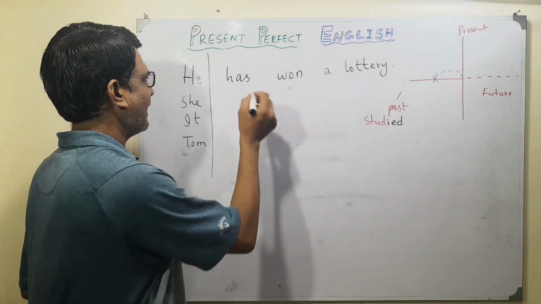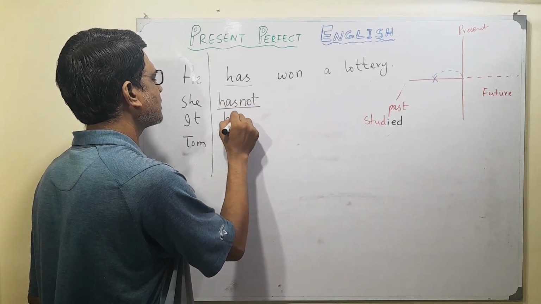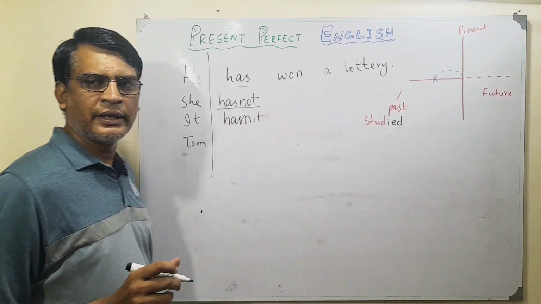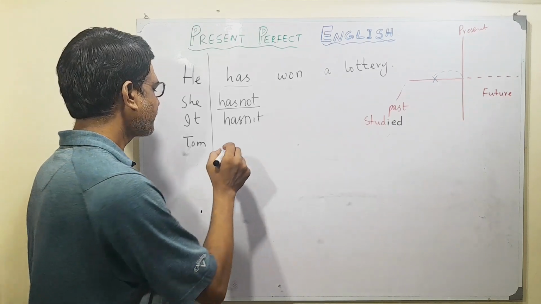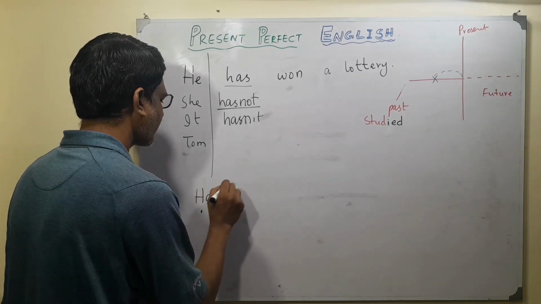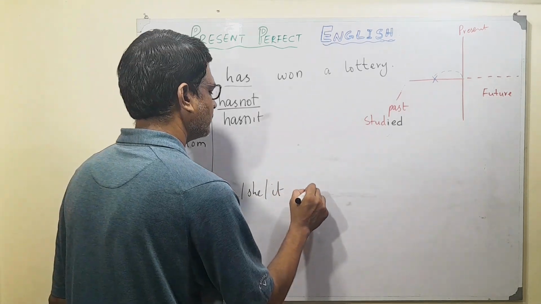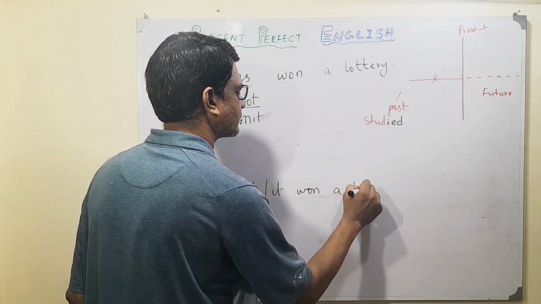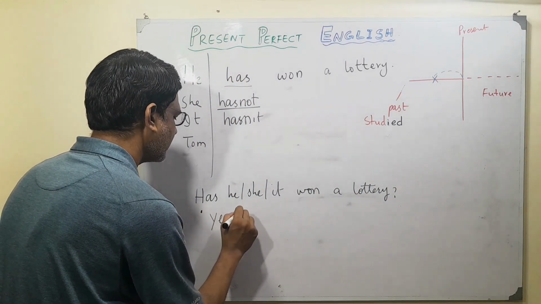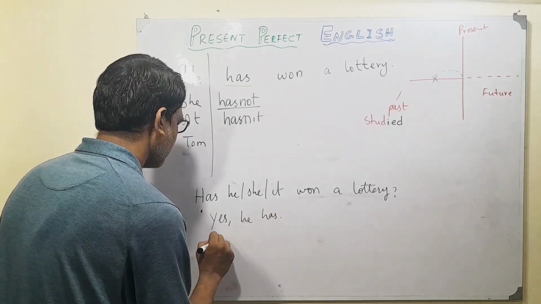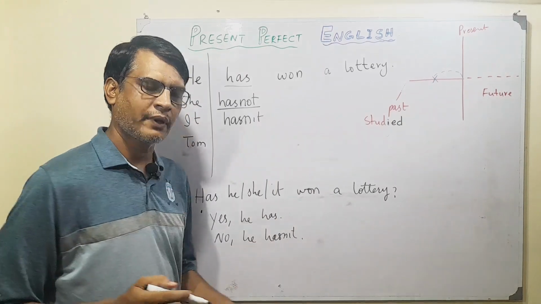So with he, has, negative is has not, or short form is hasn't. So he has won, he has not won, she has not won, it has not won. And the question is, we take out has: has he, has she, has it won a lottery? And the answer can be yes, he has, or no, he hasn't.